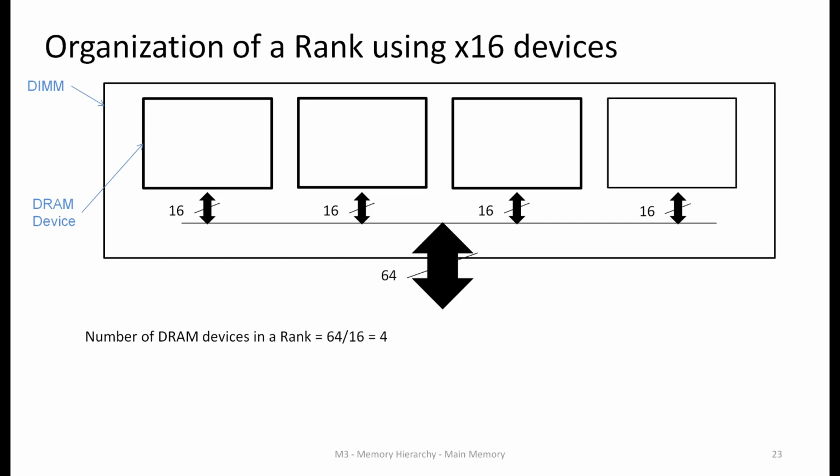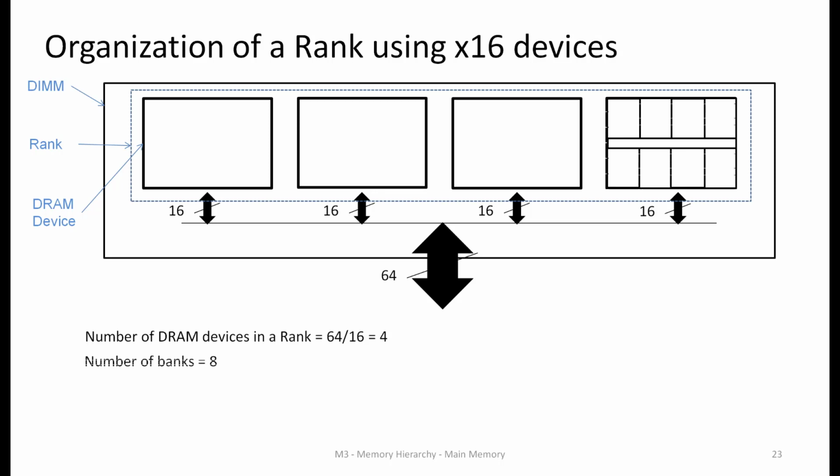So when we send a command to the DIMM and a rank, here these 4 devices form the rank, and all the 4 devices respond to it. And when we send a CAS, each of them will supply 16 bits and we get 64 bits per cycle to the memory controller.